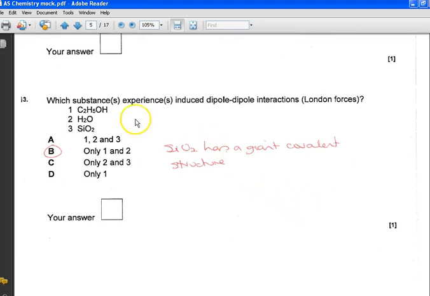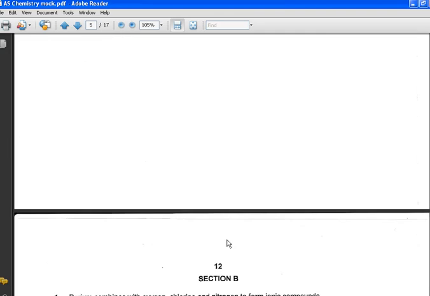And then you're given 3 substances here and asked which of these substances experience induced dipole-dipole or London forces. Okay, so SiO2 is a giant covalent structure, so it's only going to be the molecules. All molecules experience London forces, yeah? Even if it's added to some other force.